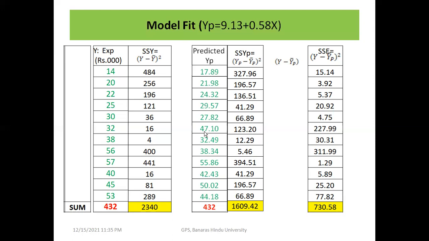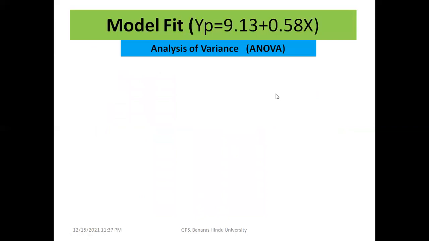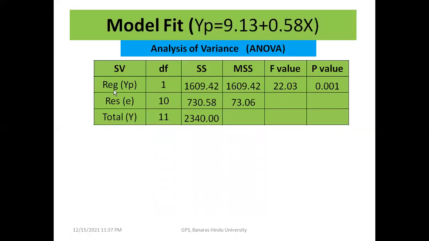This was the total sum of square. My regression model is showing this much sum of square and the residual model is showing this much sum of square. If you add these two, you will get this one. And it is written in a tabular form that is called analysis of variance.